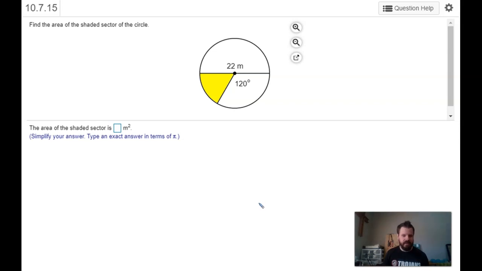All right, Allie, here's the 10-7 stuff. I think we're starting with question 4, the first one you asked for. Okay, find the area of the shaded sector of the circle.